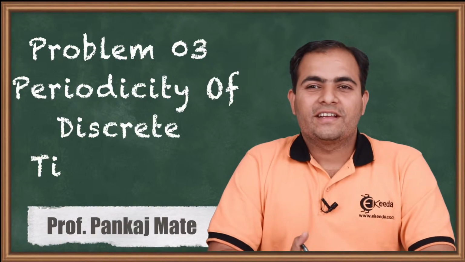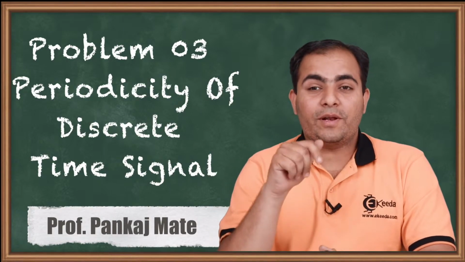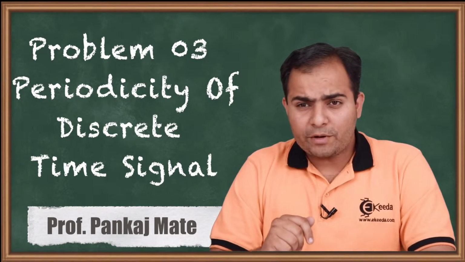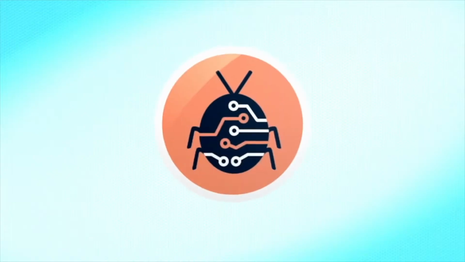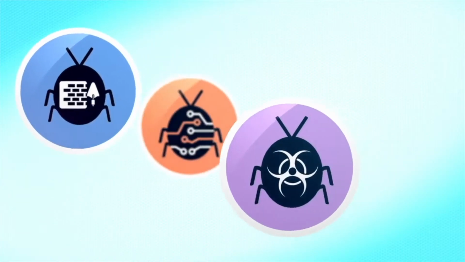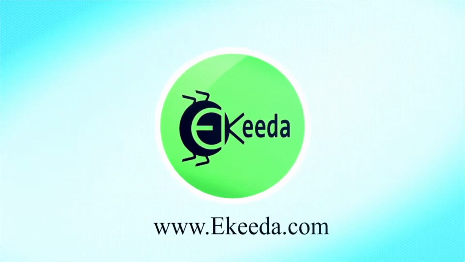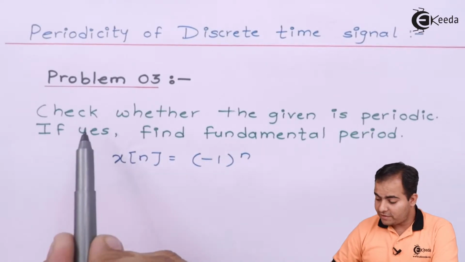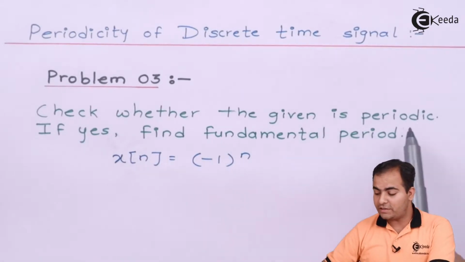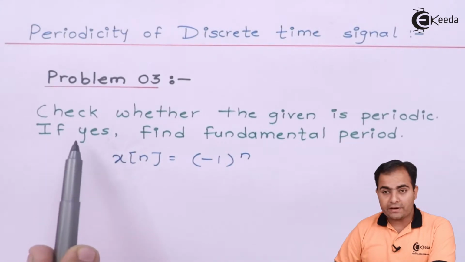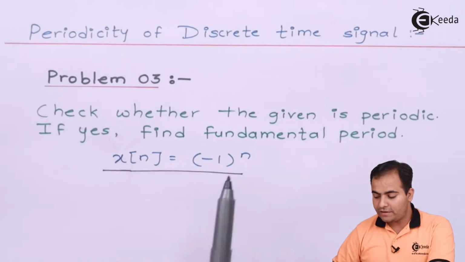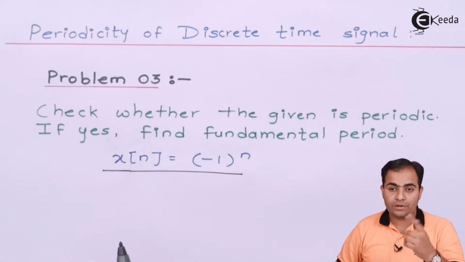Hello students, today we are going to study problem number 3 based on periodicity of discrete time signals. Now, what is problem number 3? Let's see. Problem number 3 is: check whether the given function is periodic or not, and if yes, then find the fundamental period. The function is x of n equals minus 1 raised to n.